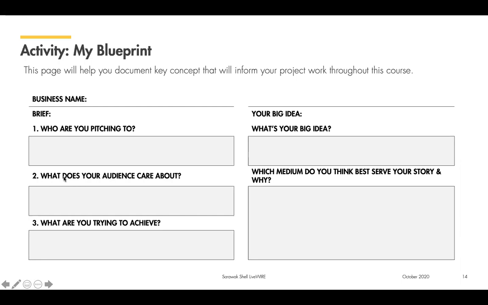So what does your audience care about? What are you trying to achieve? What is your big idea? And the medium which you think best serves your story and why. Another way to look at an idea is ask yourself, in a nutshell, what is it that I want to share? In a nutshell, in as simple a term as possible.